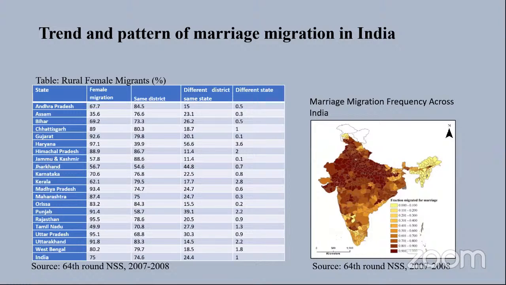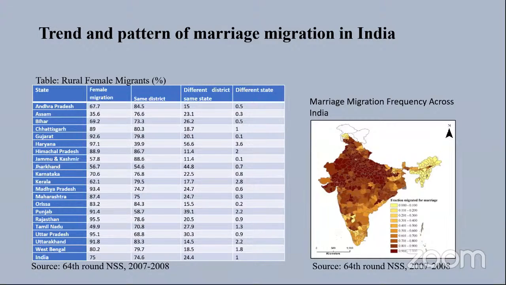In terms of regional variation, data reveals that marriage migration is 95% in the North Indian states, while it's nearly 60% in South Indian states and negligible in the Northeastern states. It is around 95% in UP and Rajasthan, 91% in Punjab, 93% in Gujarat, MP, and in Maharashtra, Odisha, and Chhattisgarh, it is around 85%. While in the south, we find that it's only 62% in Kerala and 50% in Tamil Nadu.